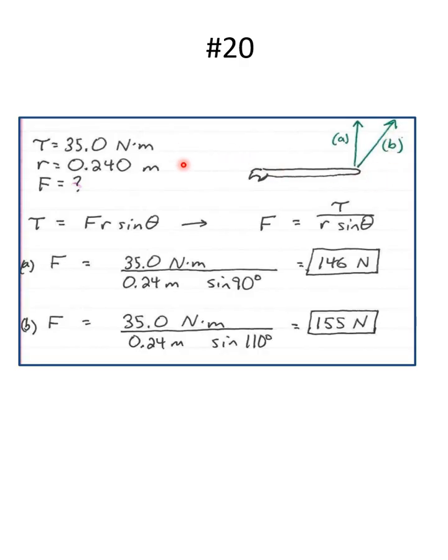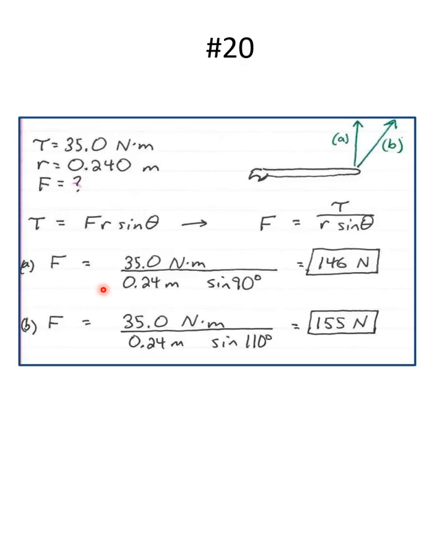We have torque, we have the lever arm, and we want to know the force. So let's use this equation that torque equals force times lever arm times sine theta. Solve it for force equals torque over lever arm times sine theta. And then we just plug in the values, as you can see here. For part A, with the 90 degree angle, we get 146 newtons. For part B, at a 110 degree angle, we get 155 newtons.